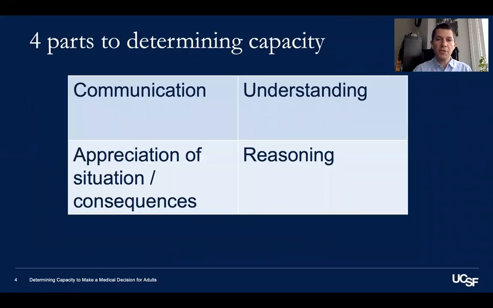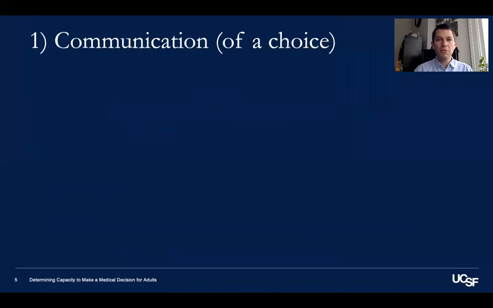So there's four parts to determining capacity. The first is communication. Second is understanding. The third is appreciation of the situation and consequences. And the fourth is reasoning. Let's go through each one by one.